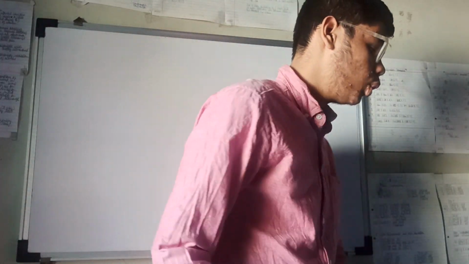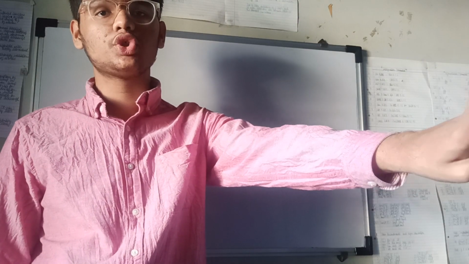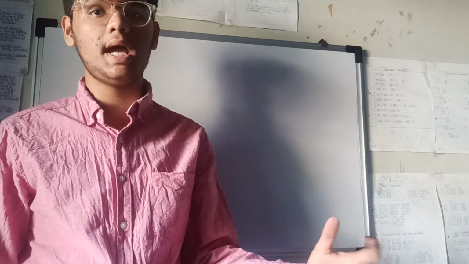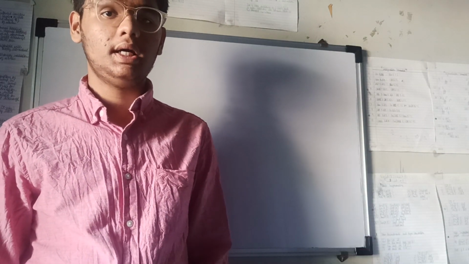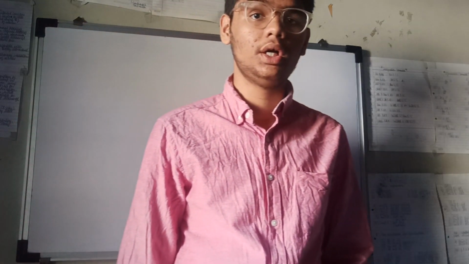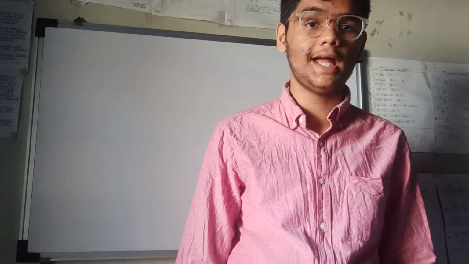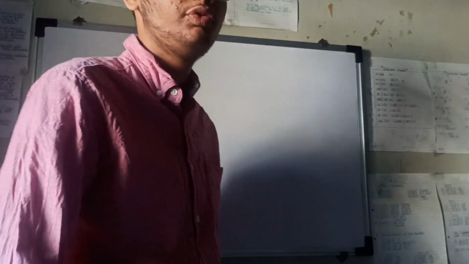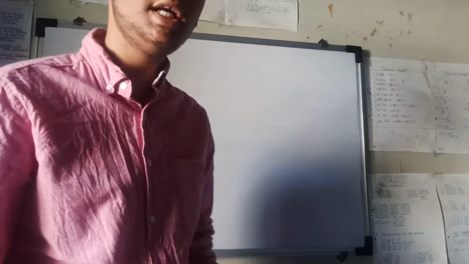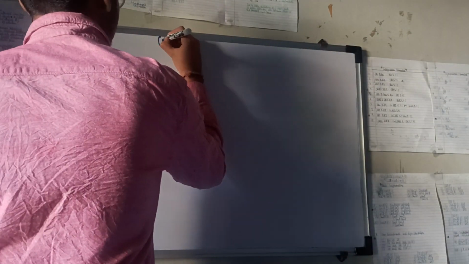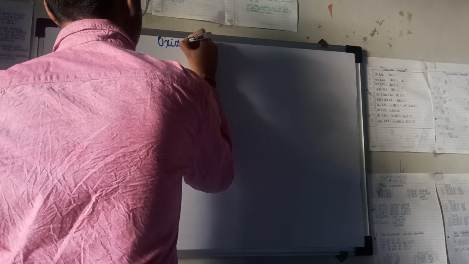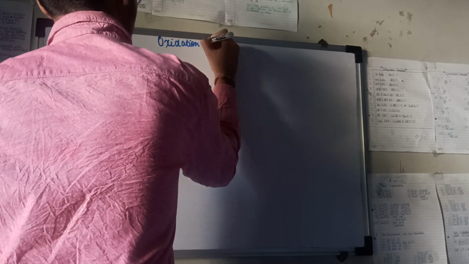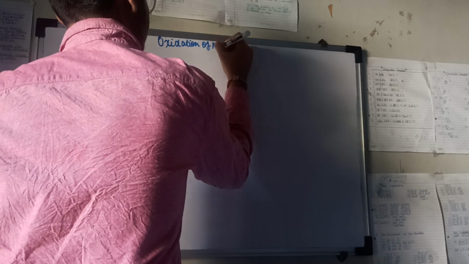As you know, we got four reduced coenzymes, that is 3 NADH and 1 FADH2. So we will do oxidation of NADH and FADH2. First we will talk about the oxidation of NADH.